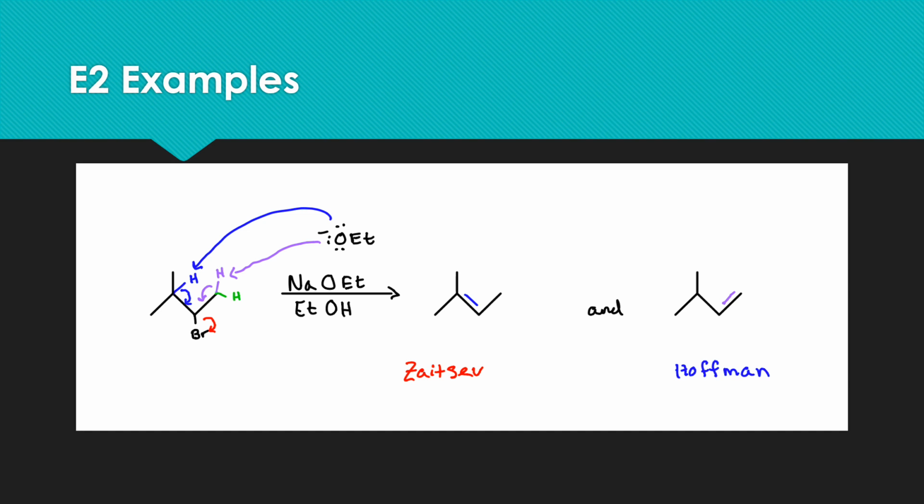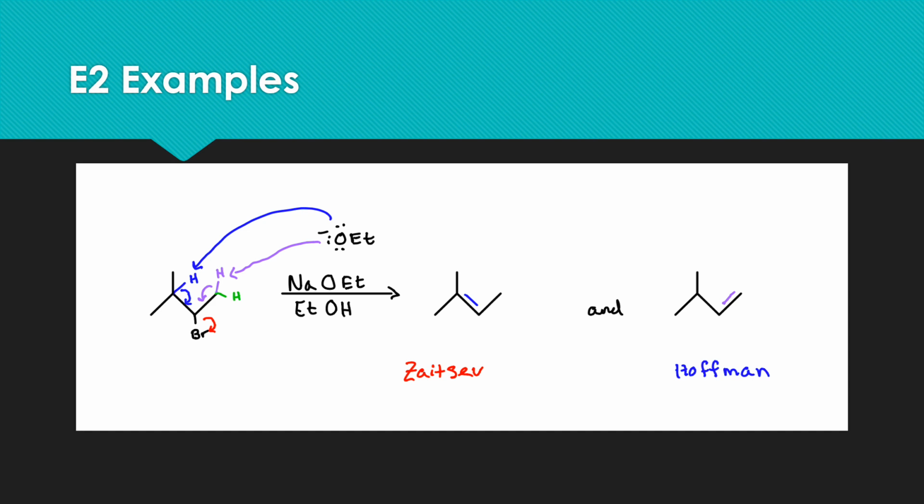If we follow the blue arrow, it reaches out and grabs the hydrogen off of the carbon to the left, which is a more substituted carbon. It is not a methyl carbon. And that will give us the Zaitsev orientation of the double bond.